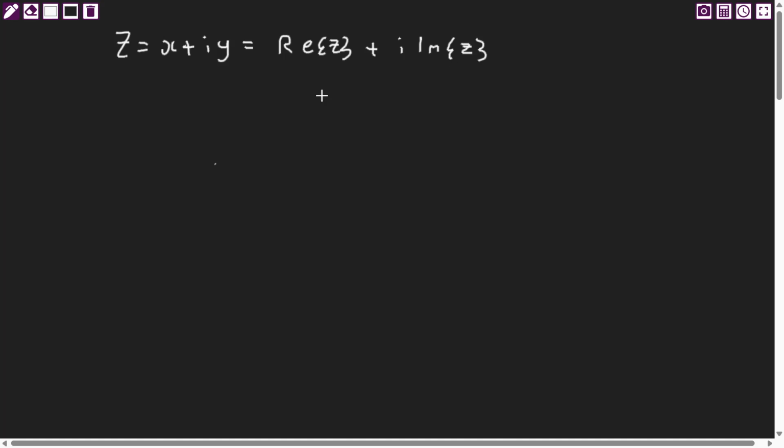So the inequality we're going to be proving is that the modulus of the real part of z is less than or equal to the modulus of z, and the same can be said for the imaginary part of z.